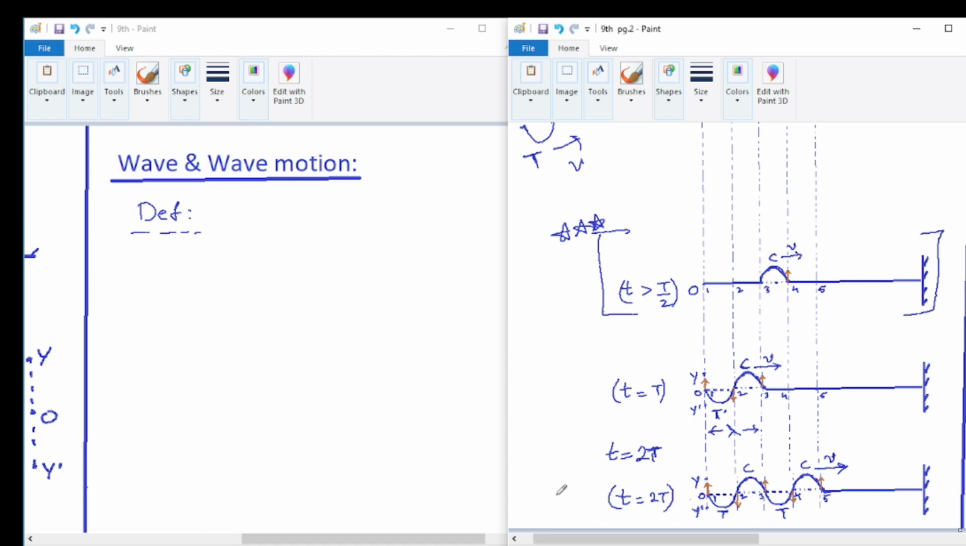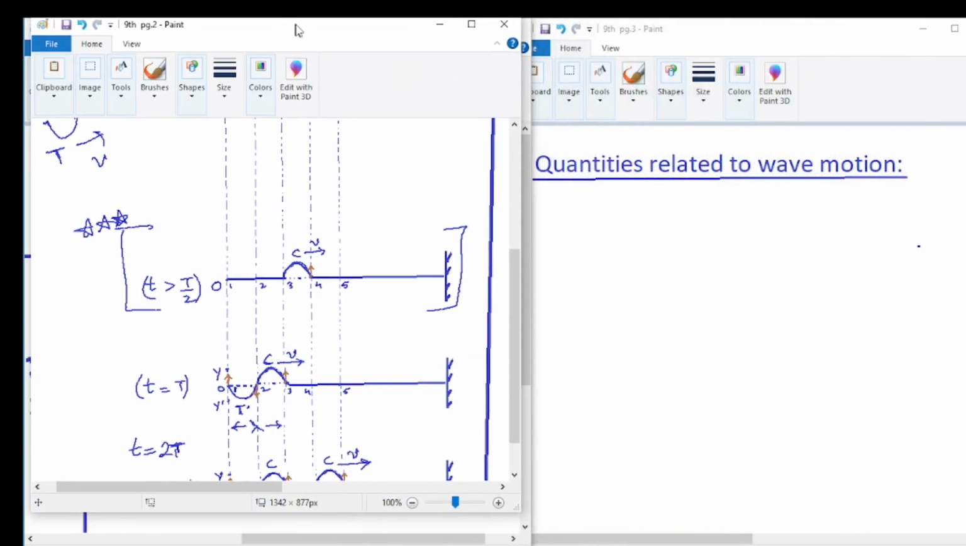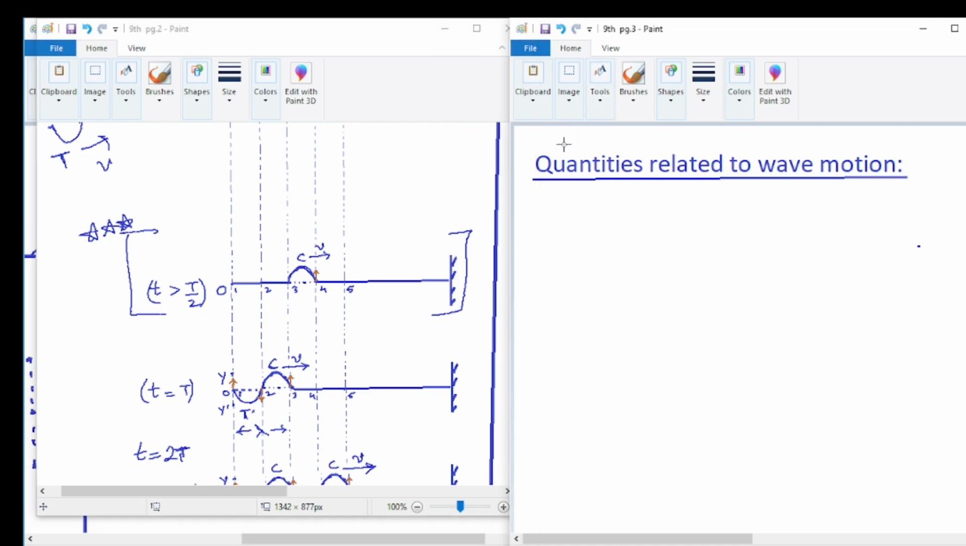So now going to the topic directly. Already I said the topic is quantities related to wave motion. Now this can carry up to 4 to 5 marks. You see here. So very important, carrying about 4 marks, and each quantity here carries about 2 marks. Many quantities are there related to wave motion.